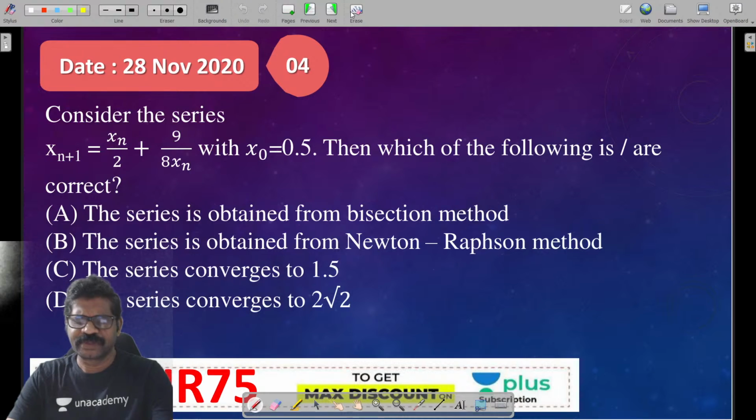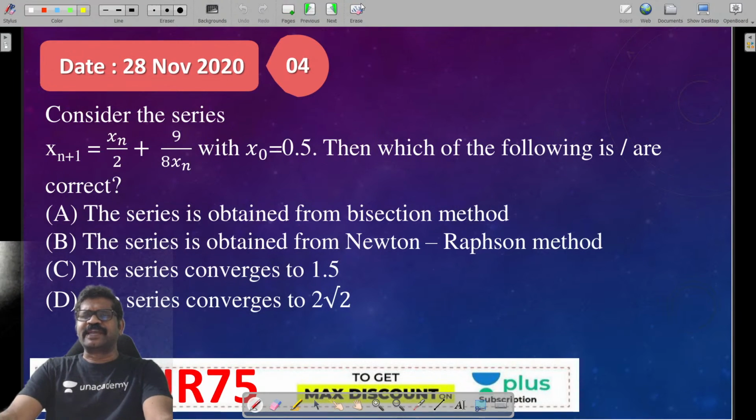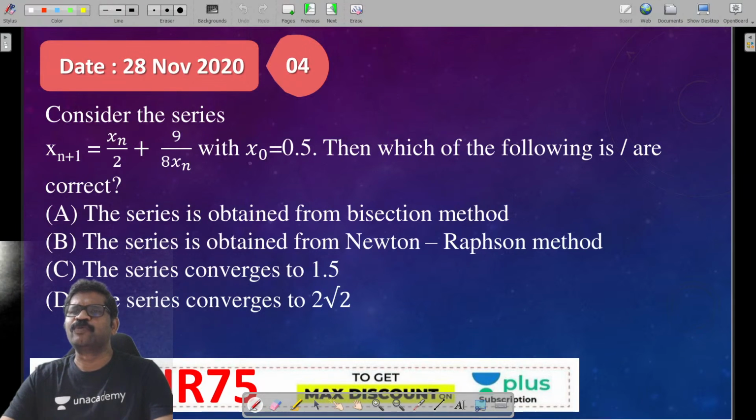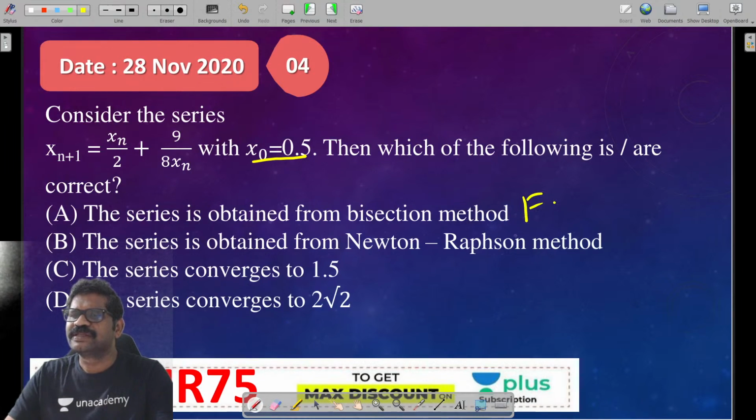Next column, xn plus 1 equal to xn by 2 plus 9 by 8 xn, x naught equal to 0.5. Which of the following is true? The series is obtained by bisection method. False. The series is obtained by Newton-Raphson method. True. The series converges to 1.5 or 2 root 2.